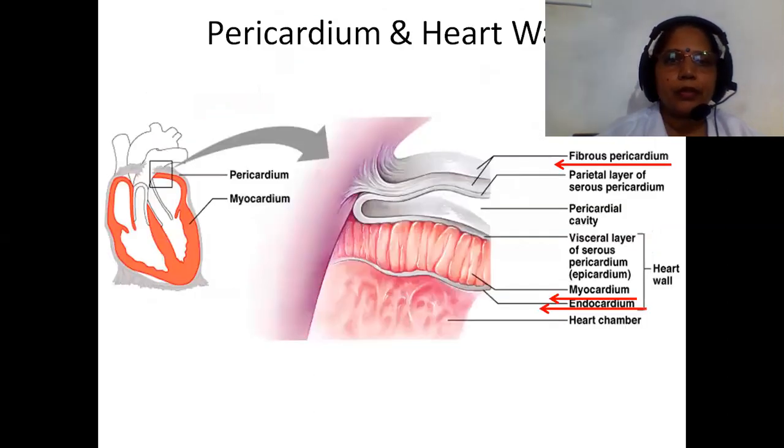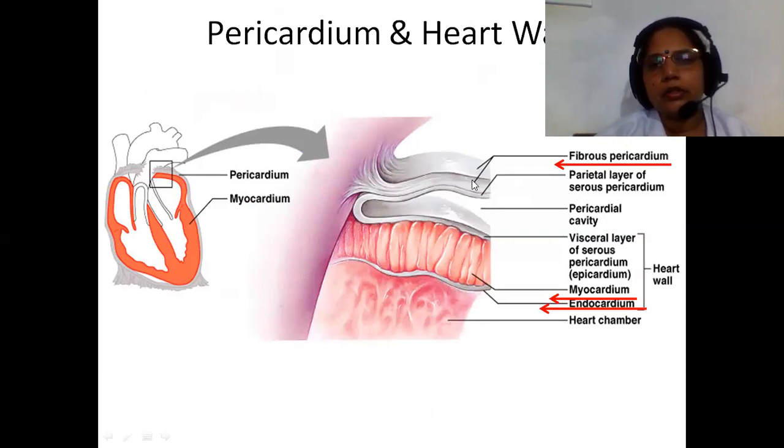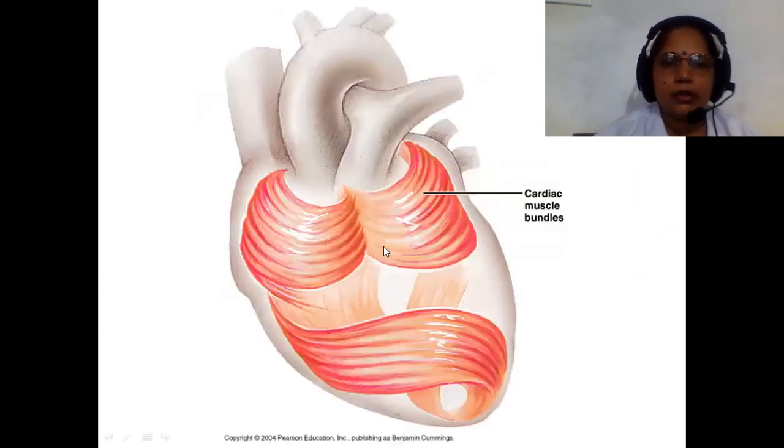Next, the covering over the heart is called the pericardium. See, this is again the pericardium. It has two layers, the outer layer and the inner layer. The cavity between the outer layer and inner layer is called the pericardial cavity. See cardiac muscle. This is again a schematic diagram. This heart is made up from the middle layer which is made up from muscle, and that muscle is called cardiac muscle. So these are all cardiac muscle bundles.